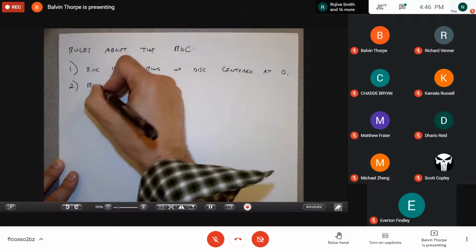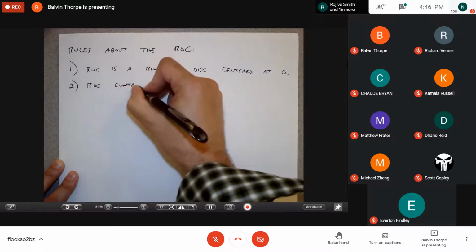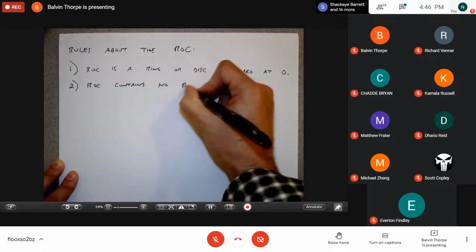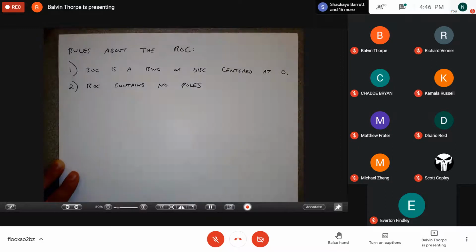So the ROC contains no poles, right? And that's kind of by definition, right? Because if the Z transform is infinity, that's what a pole means, then certainly it doesn't converge there, right? So the Z transform never contains any poles by definition. Or I'm sorry, the ROC never contains any poles by definition.